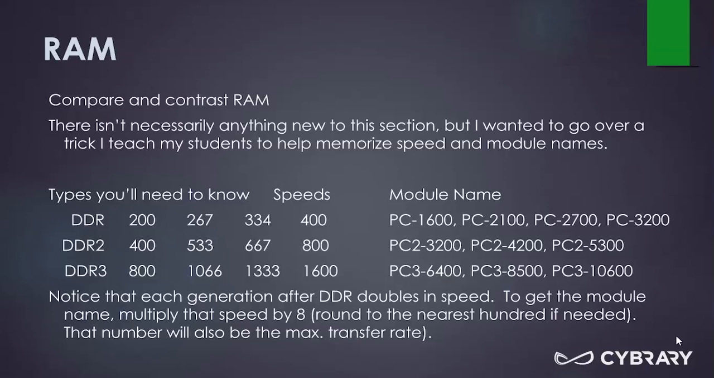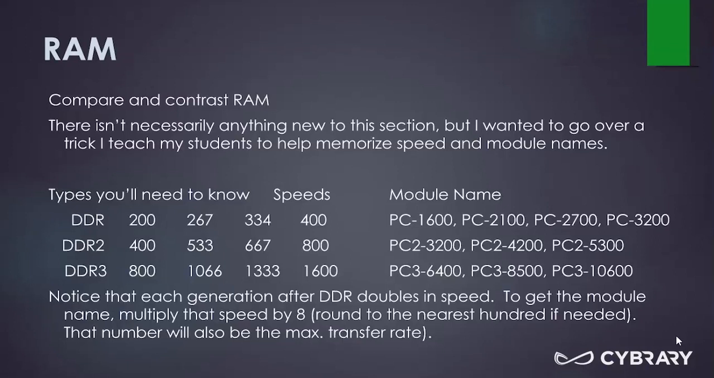Each generation after that, and if you're looking at the graph you're seeing this, doubles the previous generation in speeds. These are measured in megahertz. DDR2, 200 goes to 400. 267 goes to 533. Then we get 667 and 800. DDR3 doubles those speeds. So we go to 800 megahertz, 1066 megahertz, 1333, and 1600. These are, of course, non-overclocked speeds. You're not going to get asked questions on what the speeds would be if you were overclocking it. I wanted to point that out, though.